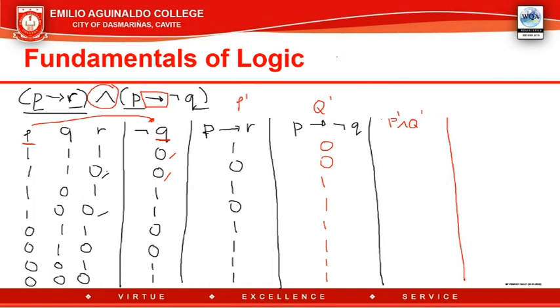So let me not be mistaken, no? This is what we're going to write in the last column. So para pinadali ko lang, ito lang yung ginawa ko. If there is a presence of 0, then the answer will be 0. So 0, 0, 1, 0, 1, 1, 1, 1. Okay, this will be our truth table for this particular problem.